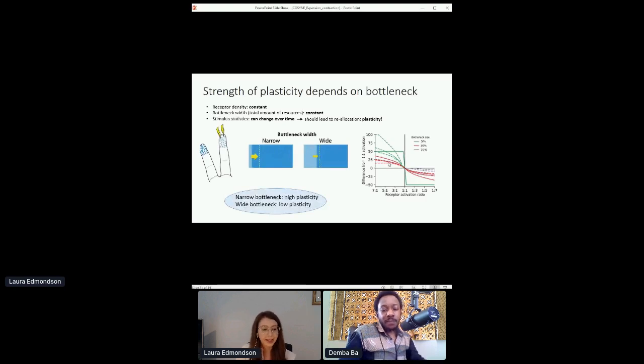That's fine. So in a very narrow bottleneck, we tend to see higher plasticity, so that can be seen here. And in a very wide bottleneck, we tend to see lower plasticity.